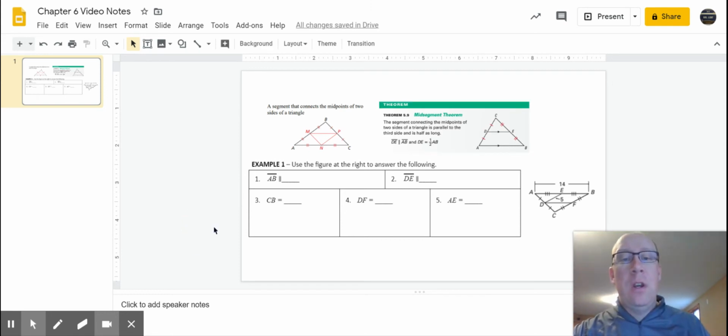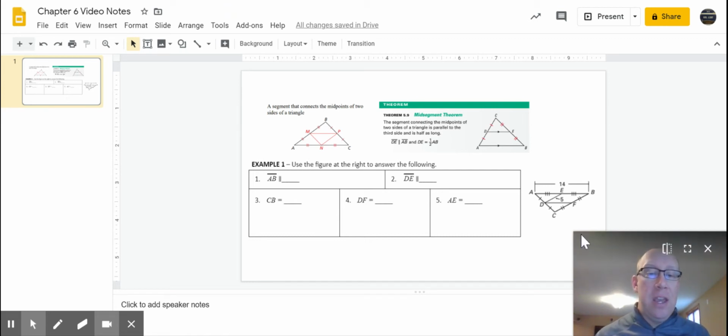are that the midsegment will connect the midpoints of any two sides of a triangle in such a way that it is parallel to the third side of the triangle and also half the length of that third side of the triangle. So in number 1, we are asked to identify the segment that is parallel to AB. And AB is the entire top side of our triangle here.